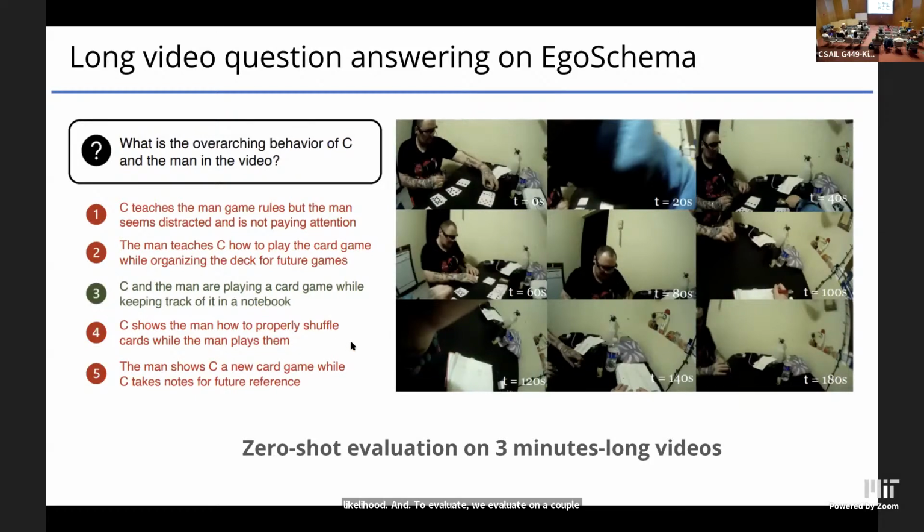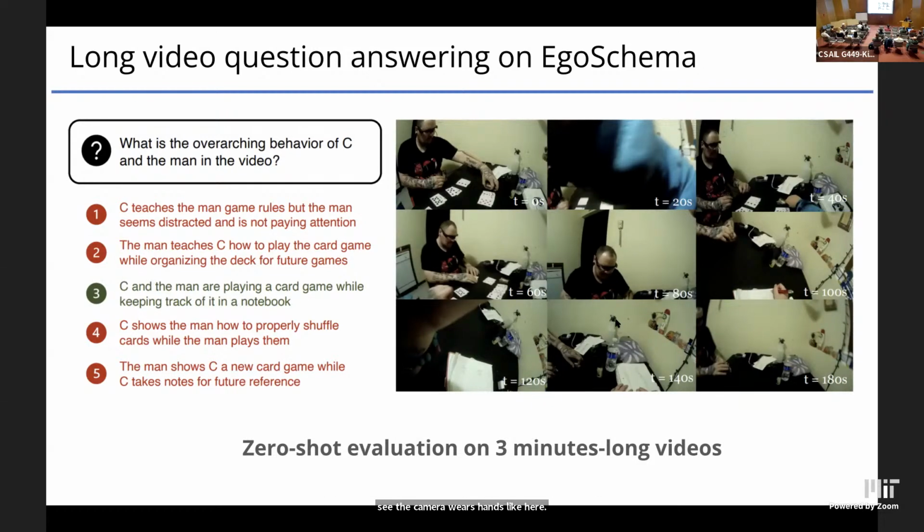And to evaluate, we evaluate on a couple of different tasks. The first one is called EgoSchema, which is a dataset with fairly long videos. It's an egocentric dataset, so you have someone wearing a headset, and they're usually recording something that they're doing. In this case, they're recording themselves doing something with another person, so you can see the other person, but you also see the camera wearer's hands, like here.